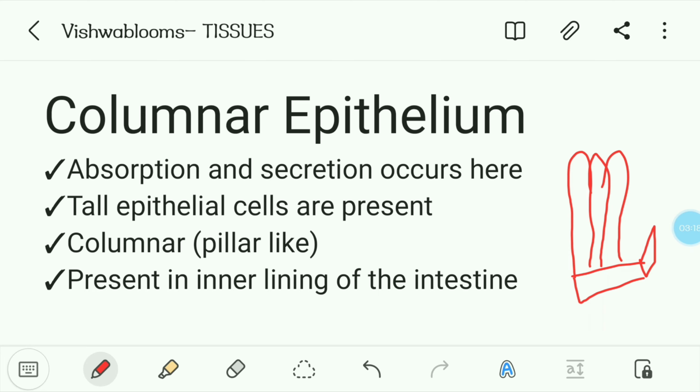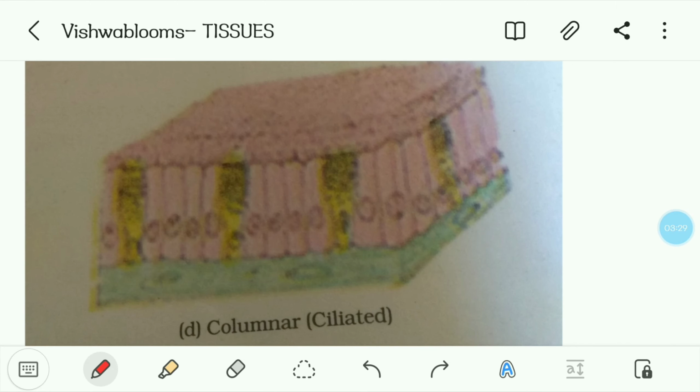And where is it present? On the inner lining of the intestines. Okay, in the intestine inner lining it is there. Now we will see the pic. So this is the pic of columnar epithelium. As I have told, they are in this way like a pillar, right? So you can observe that.